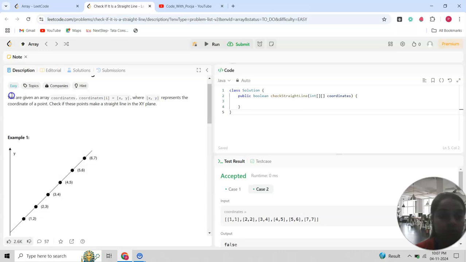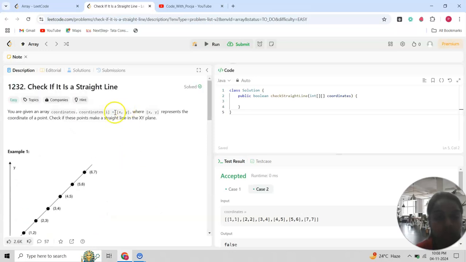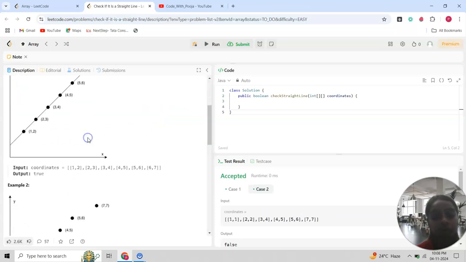You are given an array of coordinates. We have been given an array named coordinates, where coordinates[i] equals [xi, yi]. Maybe you can say that coordinates is a two-dimensional array, and that particular i represents a point at x and y. Each entry represents the coordinates of a point. Check if these points make a straight line in the XY plane.